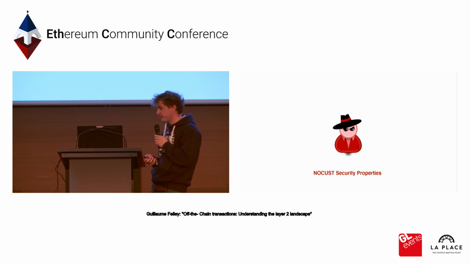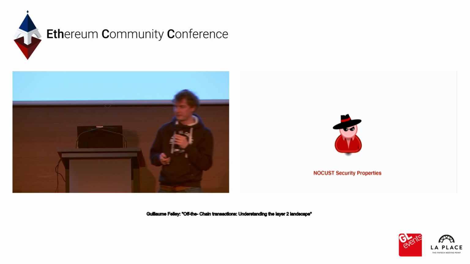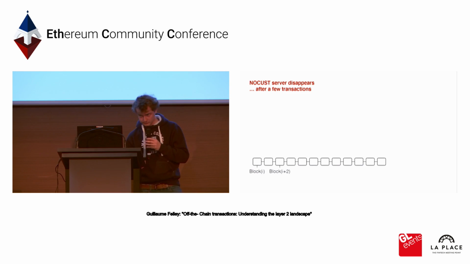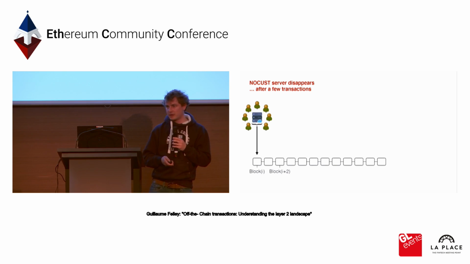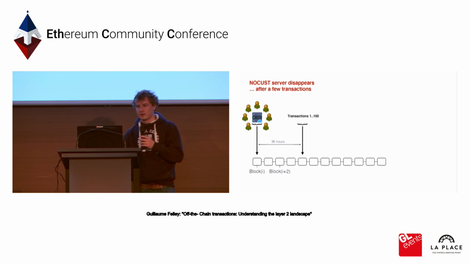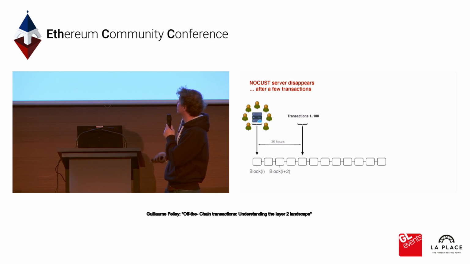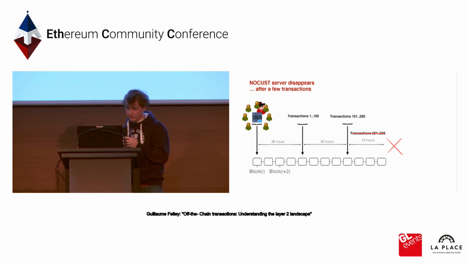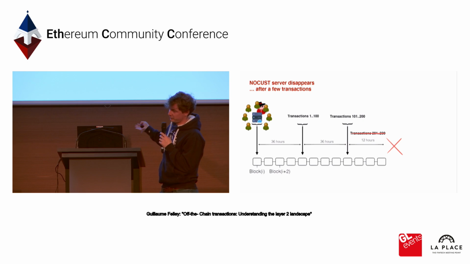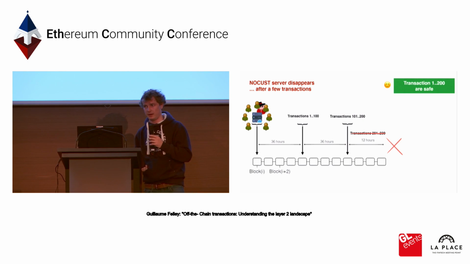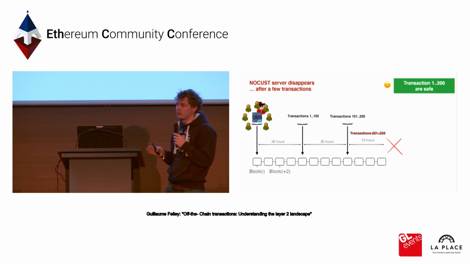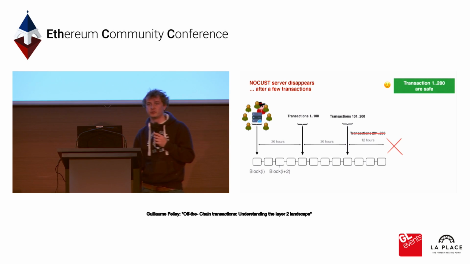Okay, security properties. You might wonder how is it secure? Let's look at some attack scenarios. First, we have a commit chain, and it's going to disappear after some period of time. You have the first checkpoint after 36 hours. You have 100 transactions in between, then one more round of 100 transactions, and then a few more transactions, and then this operator just disappears. What does that mean? That means that transactions from 1 to 200 are actually safe because they are committed on chain, and users can withdraw them at any point in time based on that checkpoint.